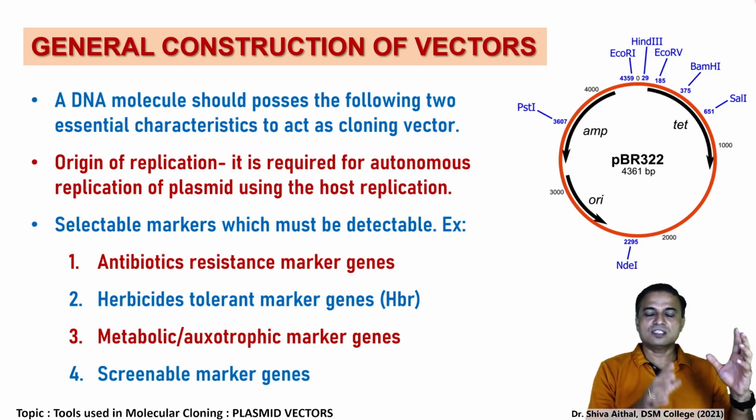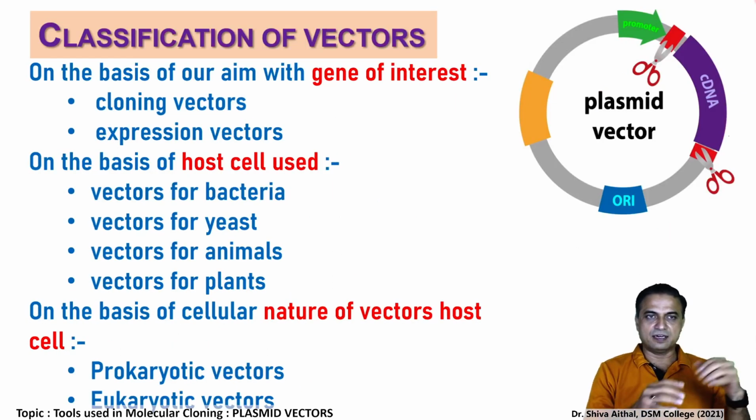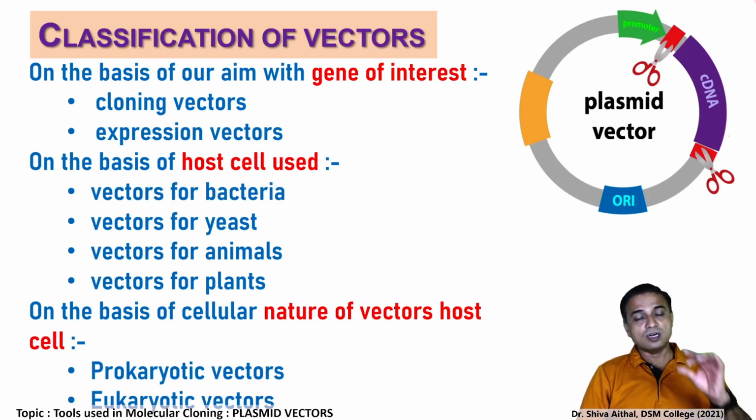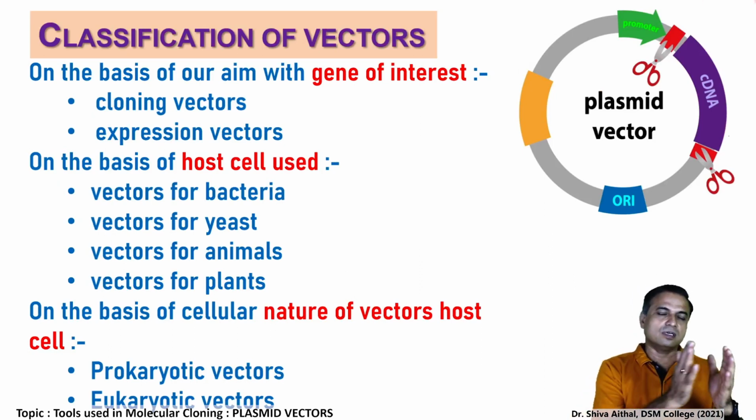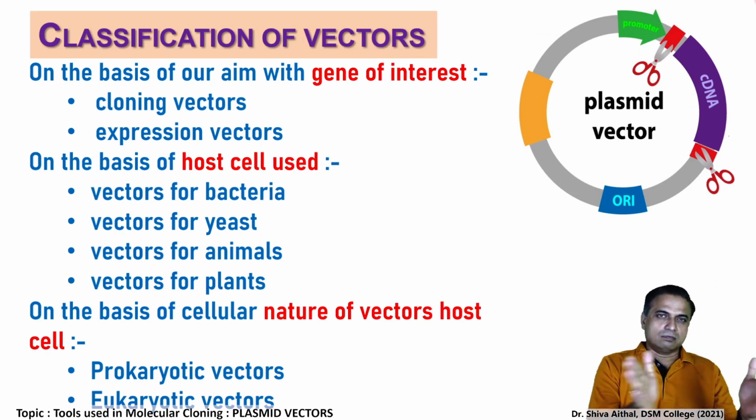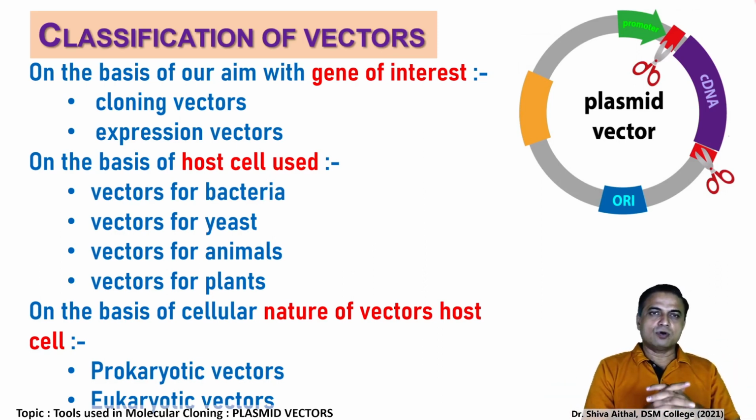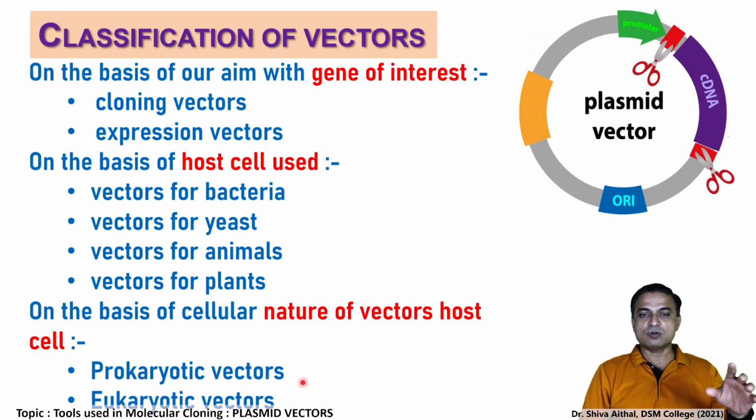So these are the general features for construction of a vector. Now, what are the different types of vectors? Classification of vectors on the basis of the aim of the gene of interest. The classification is based upon 3 different perspectives. One is the type of your gene of interest, another is which type of host cells you are using, and third is the nature of the vector in the host cell.